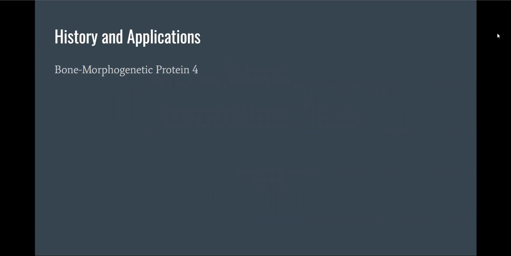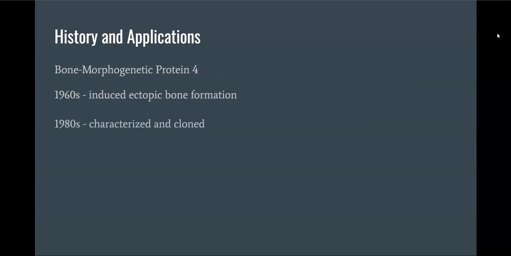BMP4, or bone morphogenetic protein 4, has been studied by scientists since the 1960s when it was initially discovered for inducing ectopic bone formation, hence the name. Eventually, in the 1980s, researchers were finally able to study BMP4 biochemically after they were able to characterize and clone it.